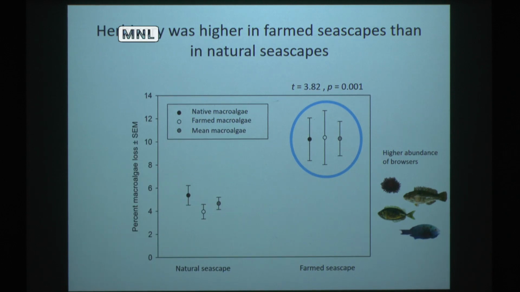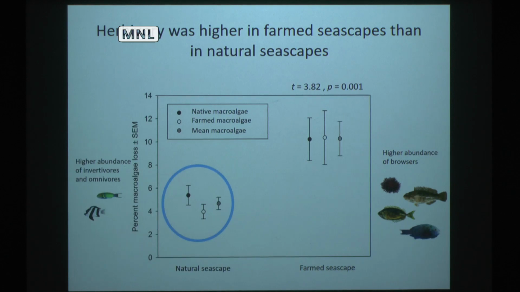Also, one of the students in my research team was looking at stomach contents of these siganids, the rabbitfishes, and she found that a high percentage of this diet was composed of the farm macroalgae, which suggests that the farms may be attracting these browsers, which may be feeding off this readily available macroalgae. In comparison, on the natural macroalgal beds, there was a higher abundance of invertivores and omnivores, which could have influenced the lower herbivory rates found in these seascapes.